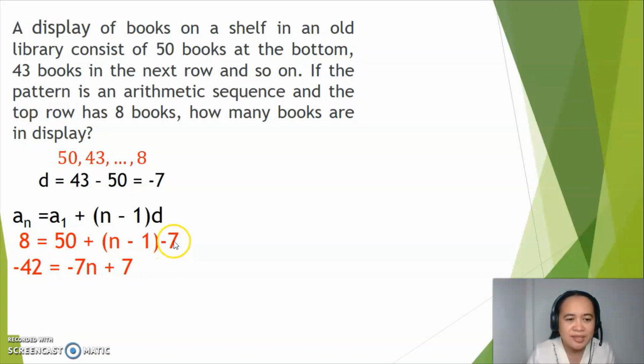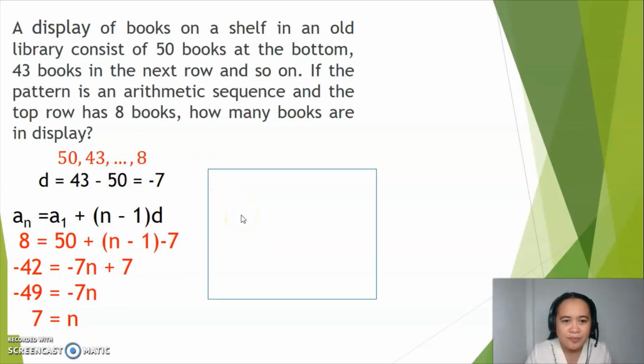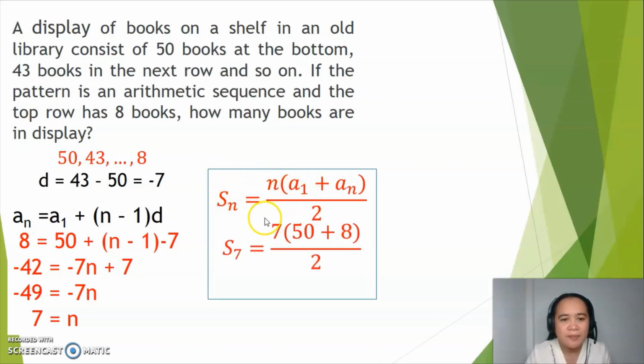So distribute this. This would be -7n. -1 times -7 is +7. So simplifying further, this would become -49 is equal to -7n. Dividing -7 on both sides, so therefore n is 7. So in this case, 8 is located in the 7th row. So to find the total number of books on display, we will use this formula. So this would be S of 7.